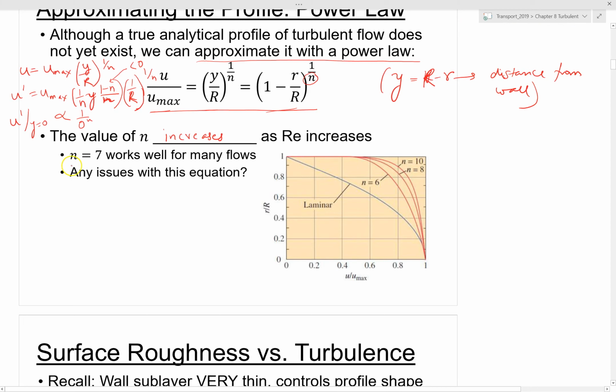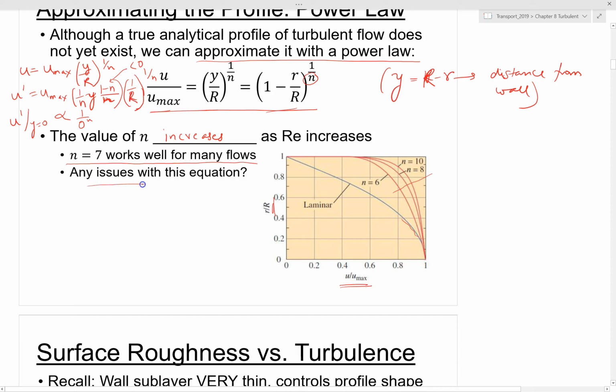However, what people have found is that n equal to 7 works well for many flows for industrial applications. And you can see here, this shows u over u max and r over R. N equal to 6. This is a laminar flow, the blue line, and this is how your n changes.